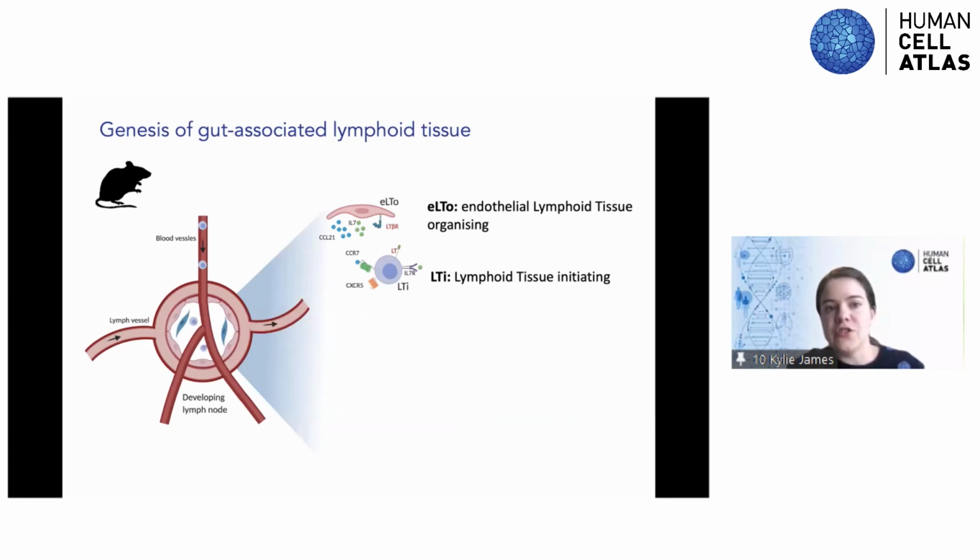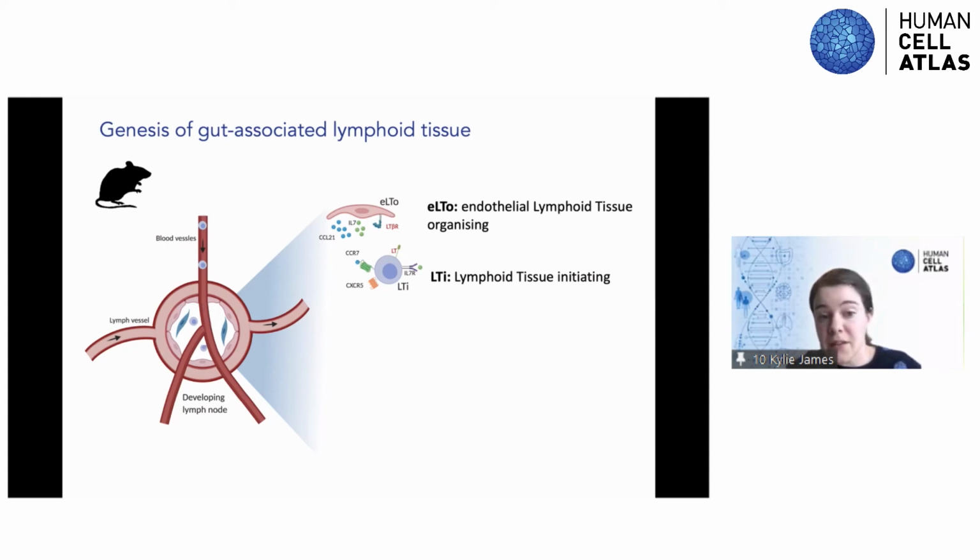What we know about the genesis of GALTs, particularly from in utero development, mostly comes from experiments in mice. From this body of work there seem to be three main key players. I'll just take a moment to explain these cells and their interactions. The first is the lymphoid tissue initiating cell, or the LTI, which shares an origin with innate lymphoid cells. These come in from circulation and are drawn into the tissue through signals they receive from the second cell player, which is the endothelial lymphoid tissue organizing cell, or ELTO cell. These ELTO cells sit at the intersection of lymphoid vessels and blood vessels.